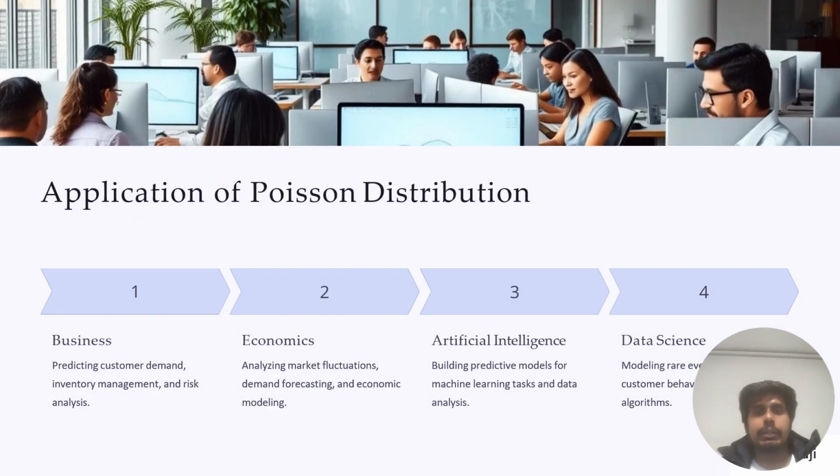And it has applications. It has been used in numerous fields. First is business. It helps in inventory management, customer demand prediction, and risk analysis. In economics, economists use it to analyze market fluctuations and model economic events. In artificial intelligence and data science, it is vital for modeling rare events, predicting customer behavior, and building machine learning algorithms. So these applications demonstrate how the Poisson distribution bridges theory and practice, providing valuable insights for decision making.